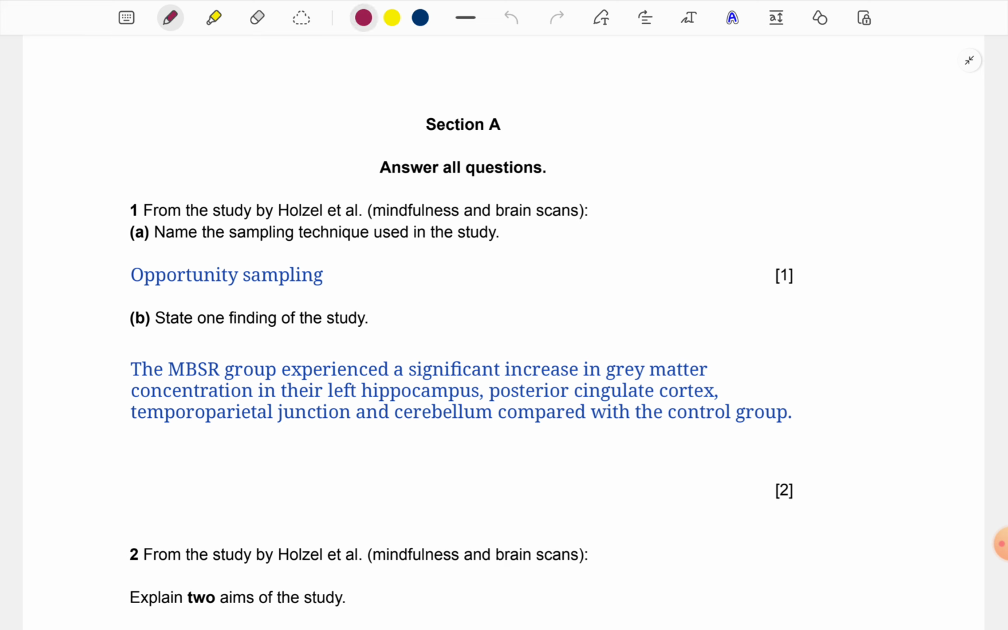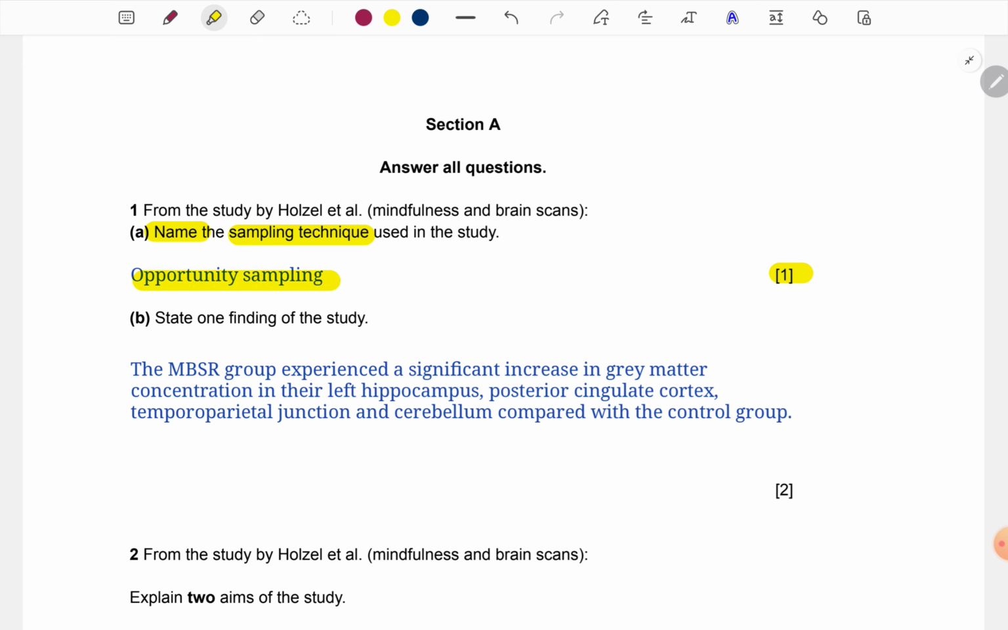One question they could ask us from this study is: name the sampling technique used in the study. Any study they ask us about the sampling technique just for 1 mark, and the command term is name. We literally just have to name. We are not to explain why we are saying that is the sampling method or what is a strength or weakness, simply naming it. So you can see here, opportunity sampling is the correct answer.